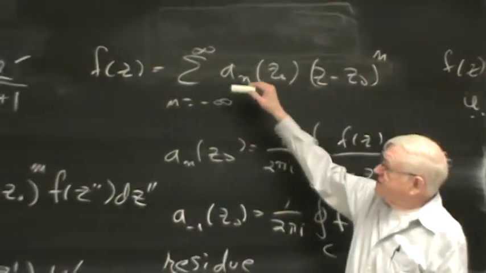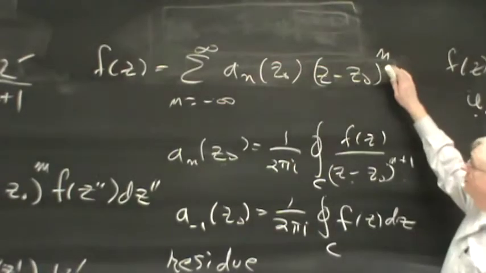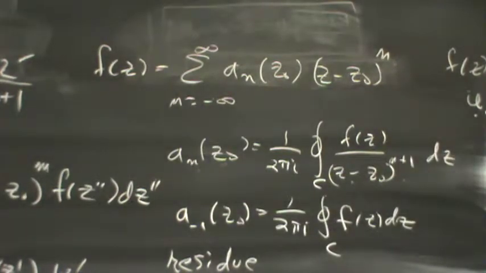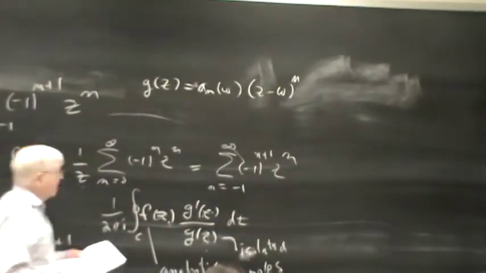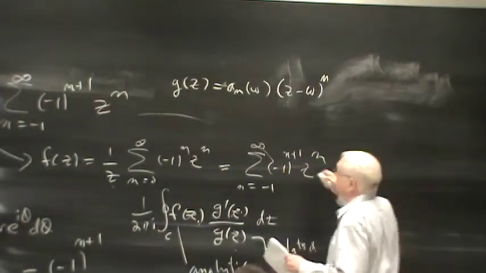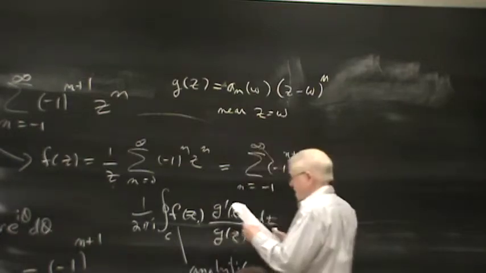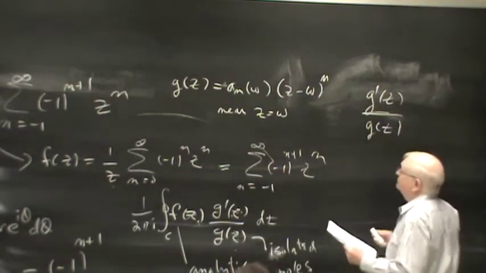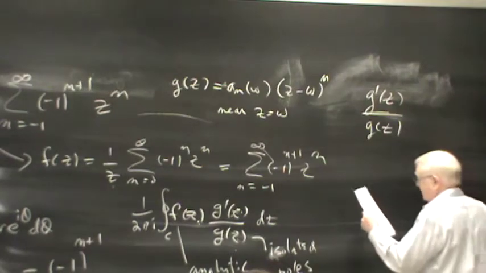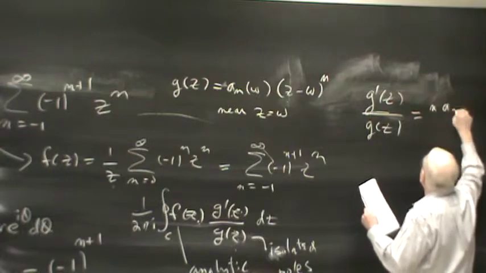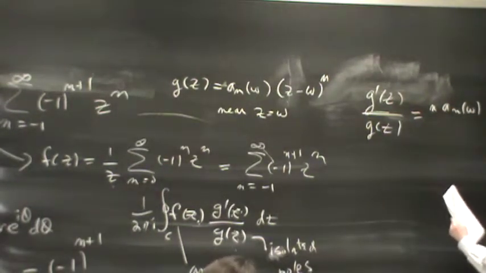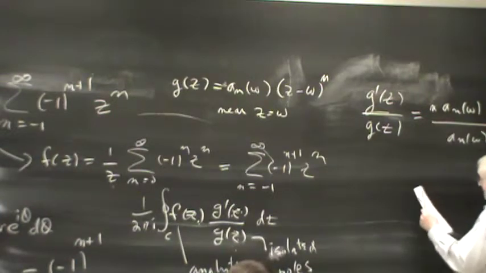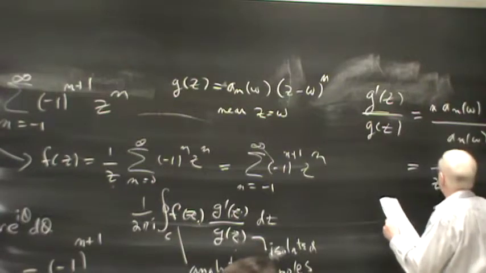So imagine that g has this series, and we just look at one power, n equal to m, where a sub m would be given by this expression with f replaced by g. Okay, so now if g looks like that near w, what is g prime of z over g of z? Well, you learned in college how to do that, and it's just the derivative is n a sub n of w, z minus w to the n minus 1, and then we divide by a sub n of w, z minus w to the n, and altogether it's n over z minus w.